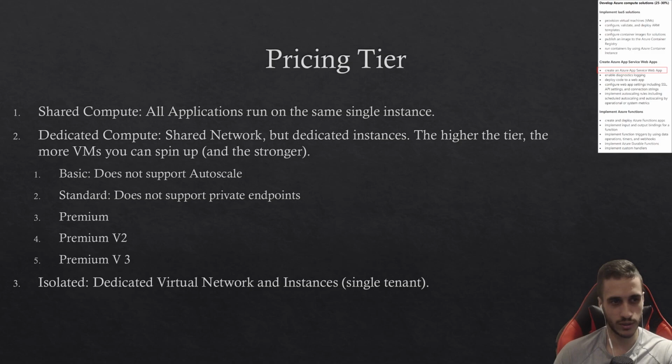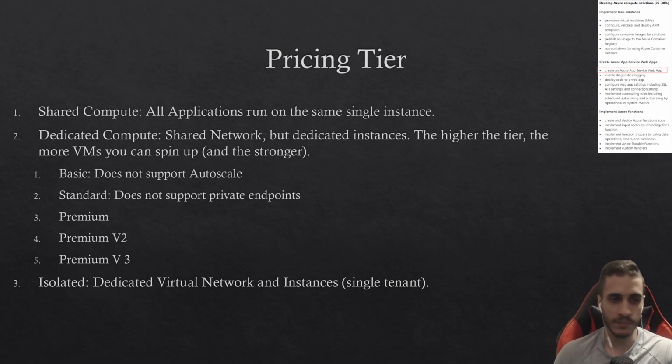So the first one, which I touched on briefly, is just the shared compute, where all the applications are running on the same single instance, same shared environment. All of the customers are sharing this. Obviously, this is meant for dev test environment, nothing production ready. Next, we have the dedicated compute. And with dedicated compute, you essentially get a shared network, but dedicated instances, as I mentioned in my previous slide. Now, the higher the tier here, the more VMs you can spin up and the stronger the VMs you get, essentially the stronger specs you get.